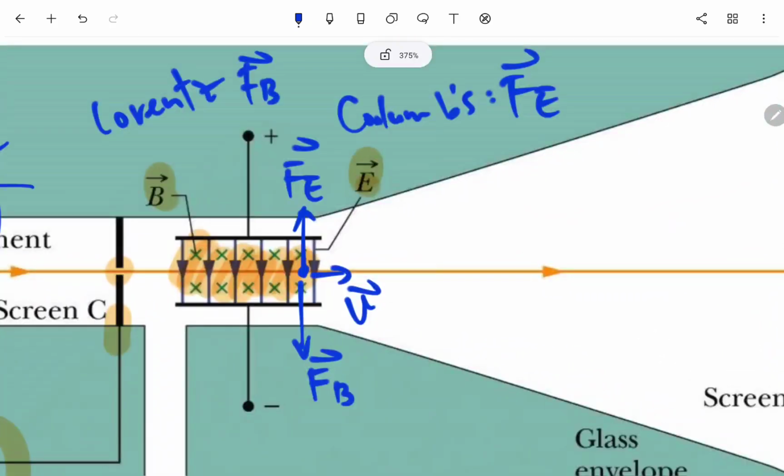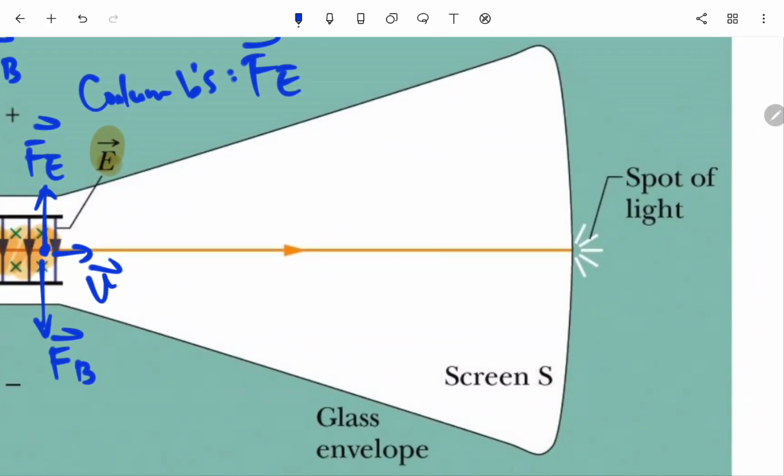Okay, so using this structure, we can verify that the charge, or at least the electron, is a negative charge. If it's a positive charge, we should swap the polarity of the capacitor so that it will reverse the direction of the E field. But that's not the case. So with these settings, we can do some tuning so that we can equalize Fe and Fb, so that the electron can go straight to shoot on the middle part of the screen.